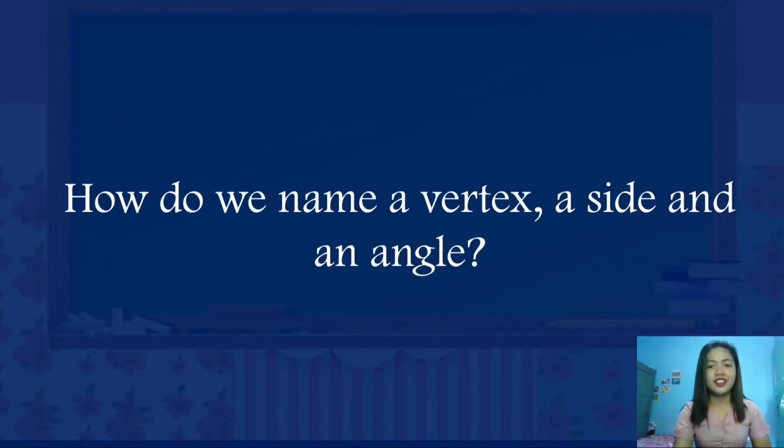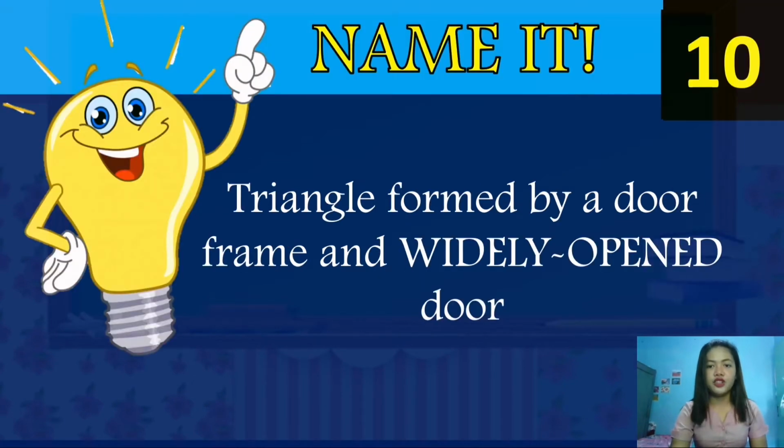Did you get a perfect score? Bravo! Galing! So let's see if you can still get a perfect score in our second set of questions. Before that, let me ask you, how do we name a vertex, a side, and an angle? So let's see if you know it already as we read the story. So you have 10 seconds to answer.